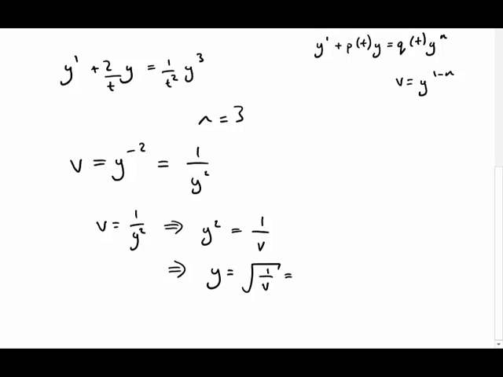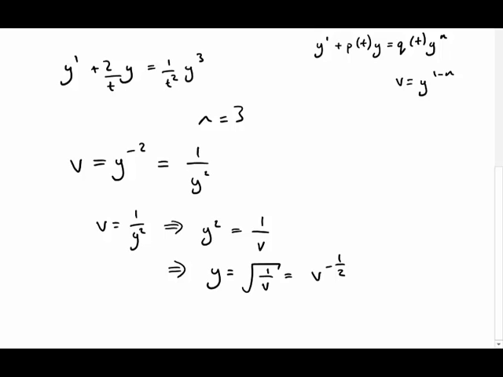Okay, and I'm just going to write this for the moment as 1 over v to the power of a half. And this 1 over v is just going to be written as v to the minus 1. So therefore, this can just be written as v to the power of minus a half. And there's a reason why I'm writing it like that.